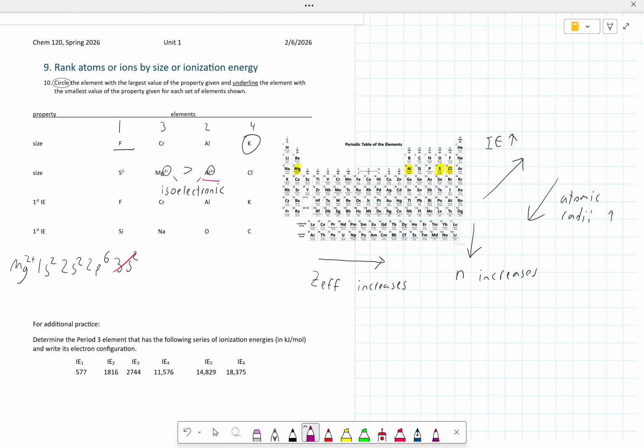Now, if I think about sulfur 2 minus and chlorine 1 minus, or as they're referred to, sulfide and chloride, those two things are also isoelectronic. They have the electron configuration of argon, right? We can see that sulfur is 1s2, 2s2, 2p6, 3s2, 3p4, and then sulfur 2 minus will need 2 extra electrons. So we go from 3p4 to 3p6.